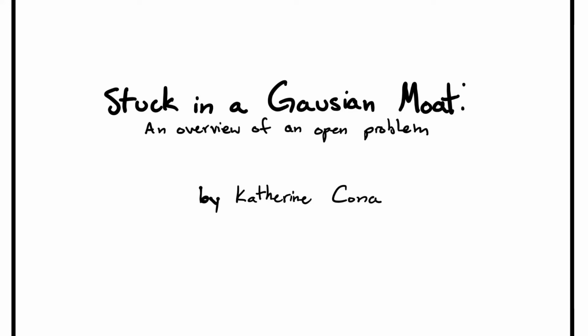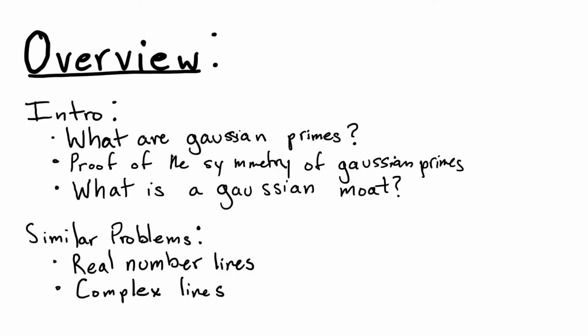Welcome to my talk on Gaussian primes called Stuck in a Gaussian Moat, an overview of an open problem. In this talk, I'm going to be talking about the open problem that is Gaussian moats. In order to do so, I'm going to first cover what Gaussian primes are, and then cover the symmetry of Gaussian primes. After that, I'm going to introduce you to the problem, and then talk about some similar problems, one in the real numbers, and then a more complex problem of lines in the complex plane.